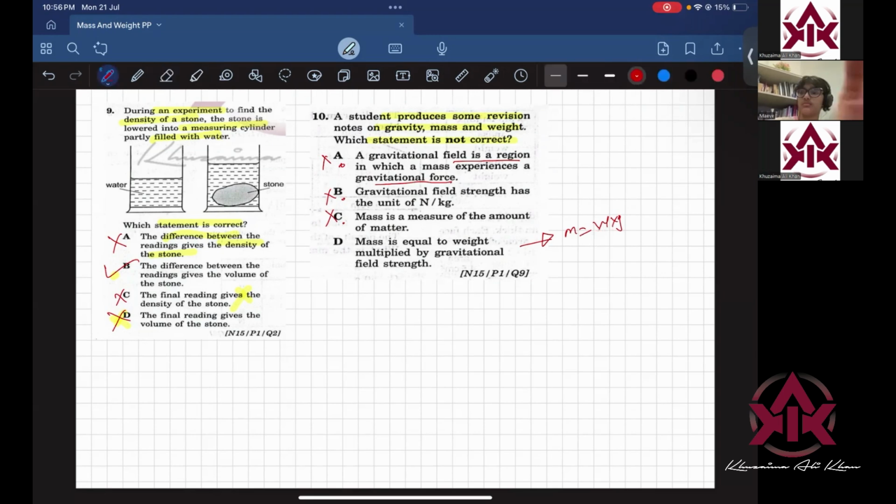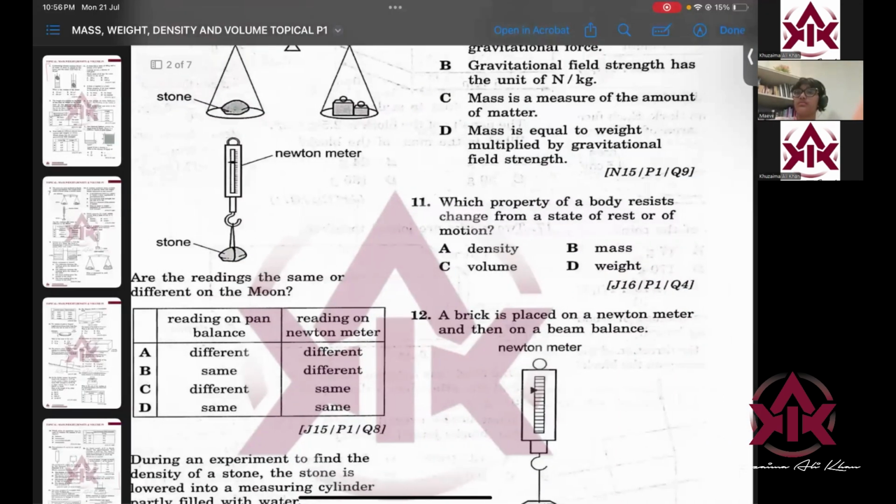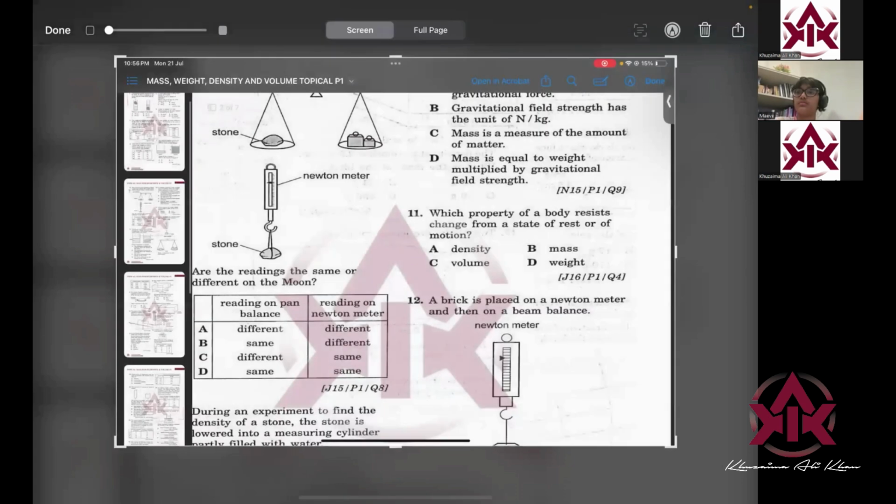So that is incorrect here because weight is equal to mass times gravity, not the mass, right? So since it is not correct, that is the answer for question number 10 here. Does that make sense? Okay. So let's do 11, which is a pretty simple question.